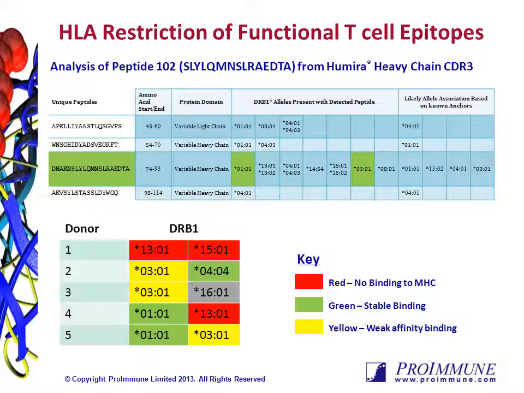So combining ProPresent with other orthogonal assays such as T-cell proliferation assays and HLA binding assays can really help to drill down to fully characterize new T-cell epitopes.